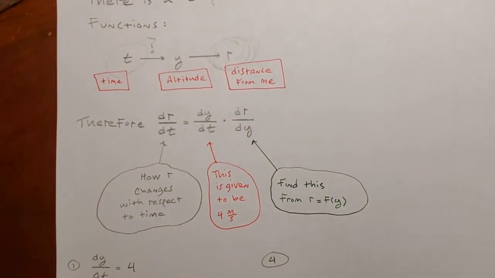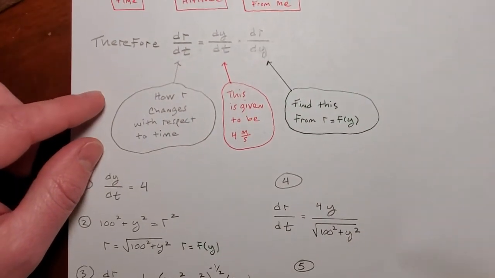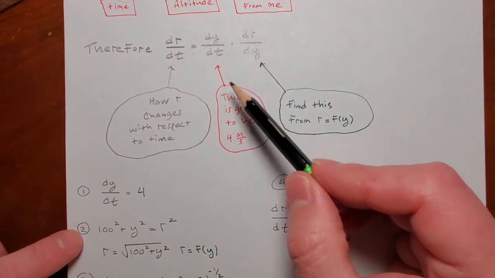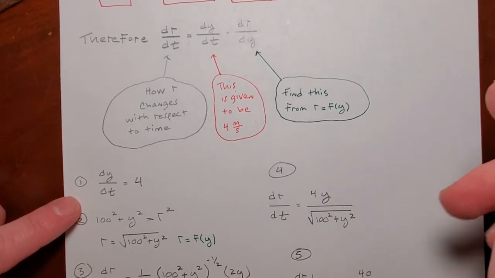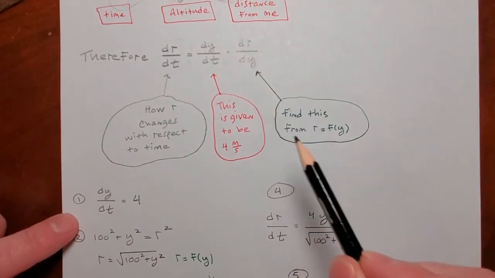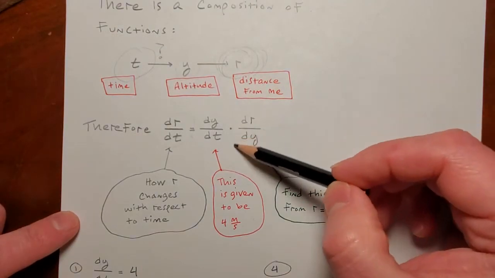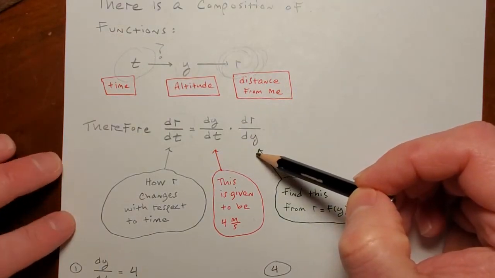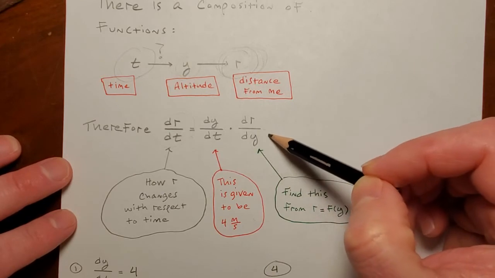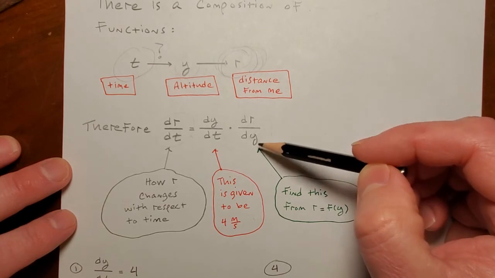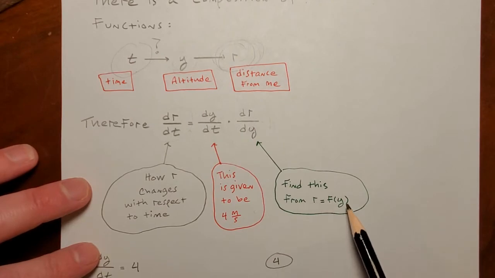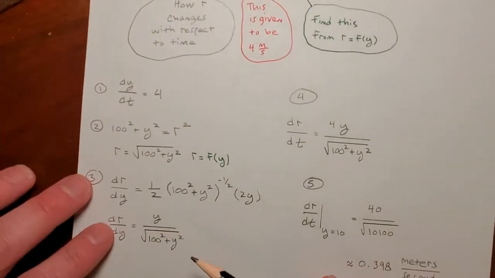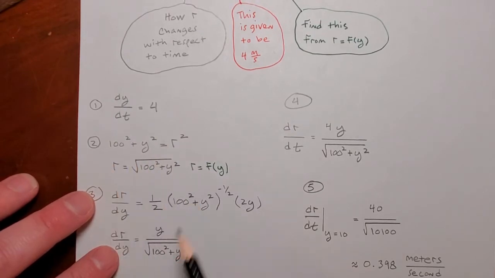Okay, so I've got the chain rule written down. Now I'll calculate everything. I said that dy/dt was given to be 4 meters per second. When I covered Leibniz notation, I said this is Leibniz notation for the derivative. And to find dr/dy, you need r, the variable on top, to be a function of y, the one on the bottom. So if we look at that triangle, we can get this function.